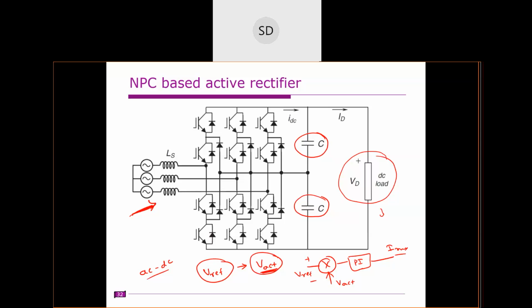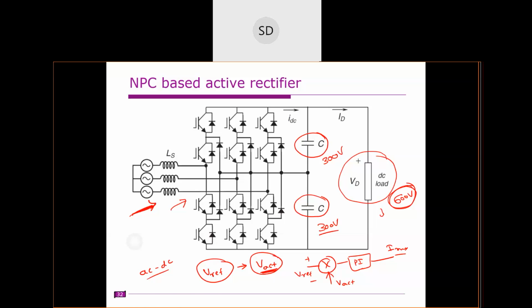But in this case, you need to control 2 capacitors at the same time. For example, if the reference is 600 volts, the sum of these 2 capacitors must be 600 and their individual voltages must be 300 and 300. Then only it will work properly. It will produce all the levels in the output voltage on the AC side, and it will maintain the DC voltage at some reference value. Clear?